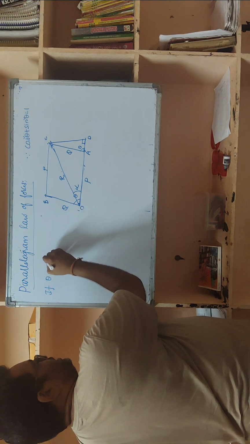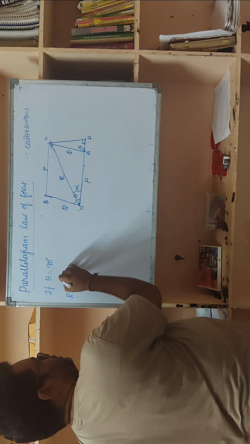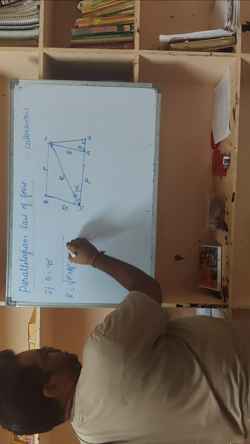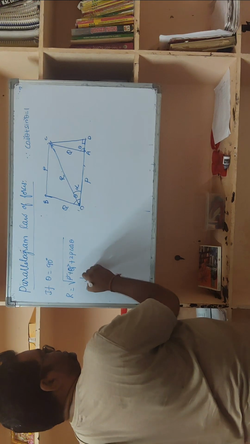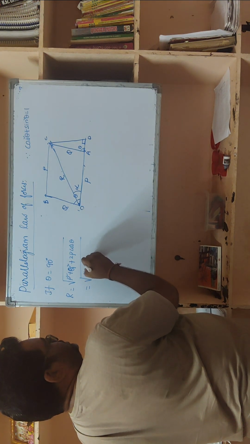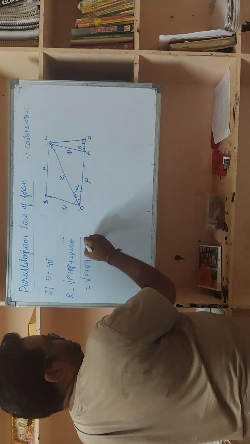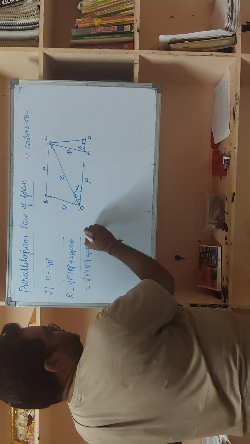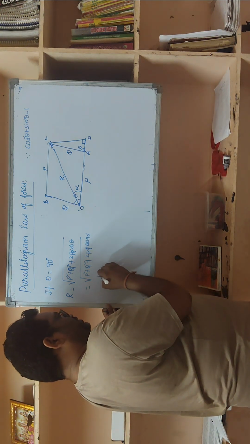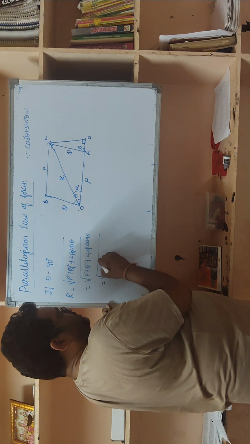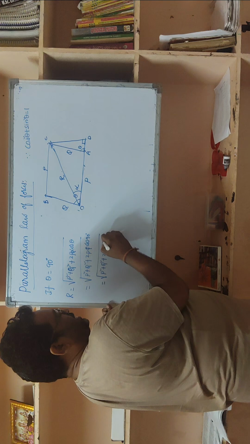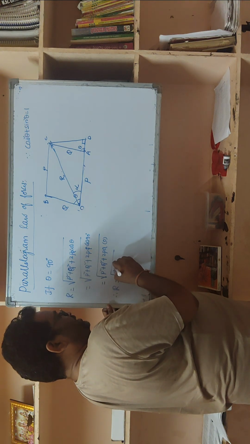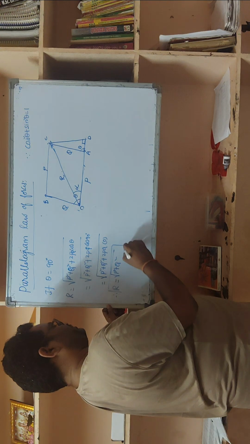If theta is equal to 90 degrees, then the resultant, we already know, is the root of P square plus Q square plus 2PQ cos theta. That means the root of P square plus Q square plus 2PQ cos 90 degrees. So what will you get? Root of P square plus Q square plus 2PQ, and cos 90 is 0. Therefore the resultant is equal to the root of P square plus Q square.